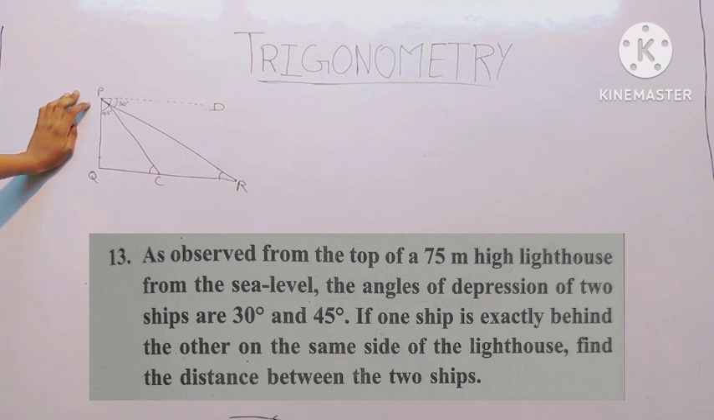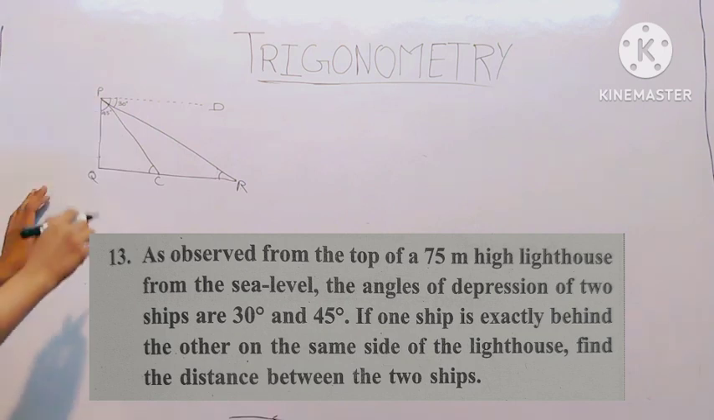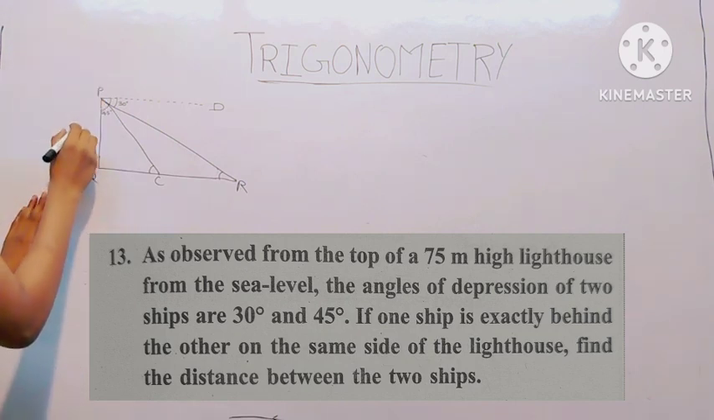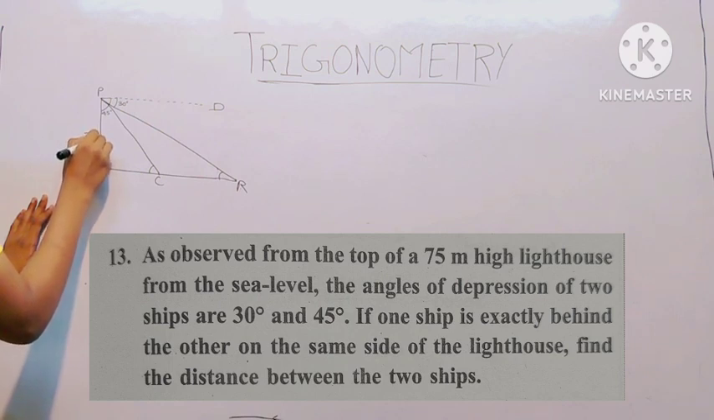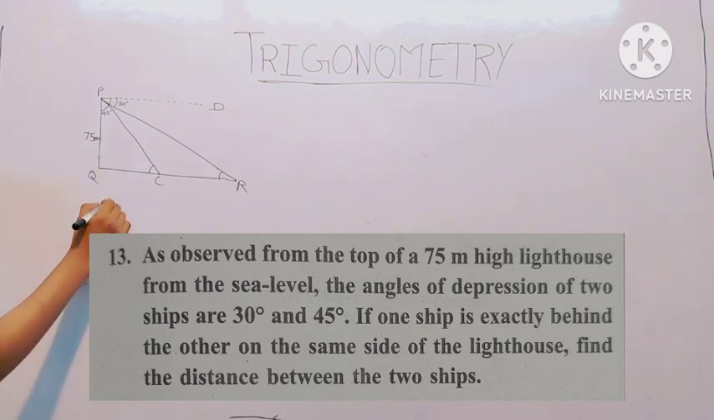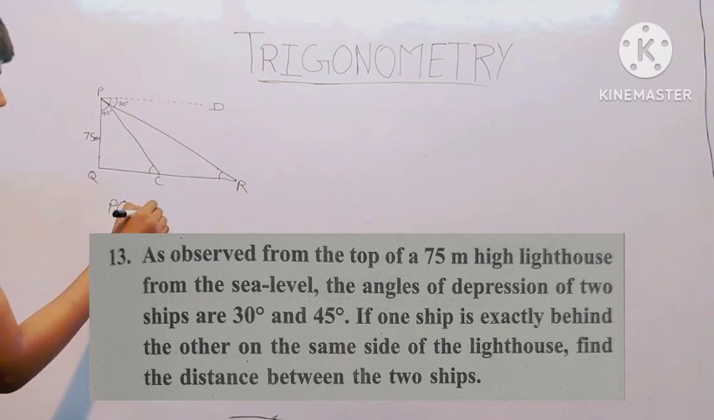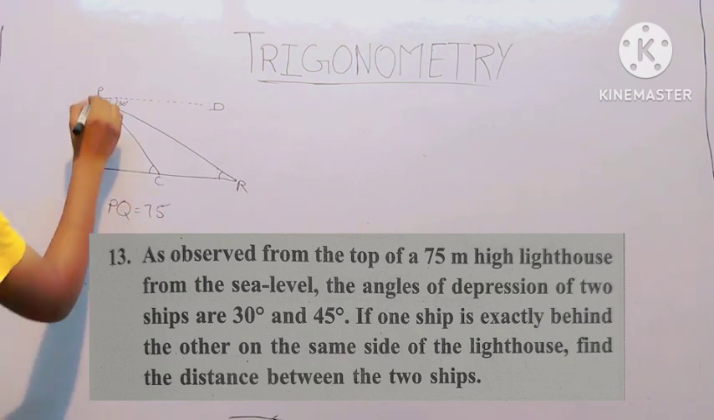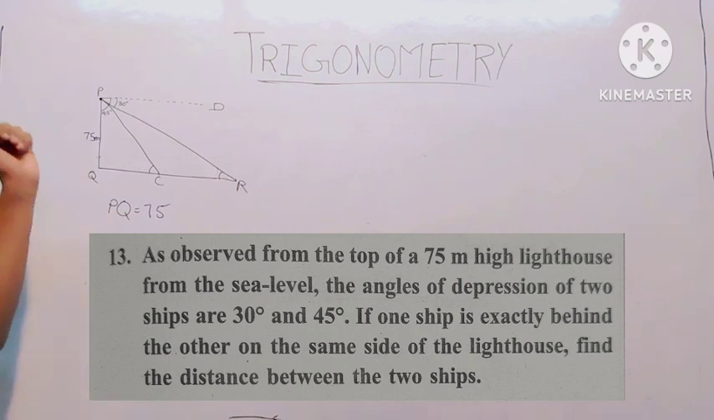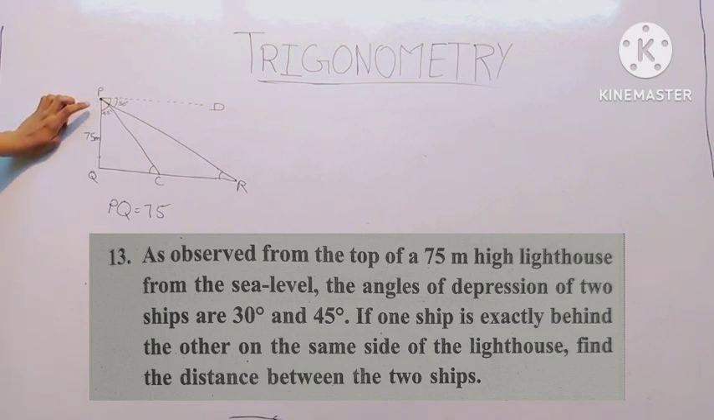An observer from the top of a 75-meter high lighthouse. So there is a lighthouse which is 75 meters tall. Let PQ be the lighthouse, PQ is 75 meters. Let's write it down. And an observer is standing on top of it. Let P be the point where the observer is standing. It says the angle of depression of two ships are 30 degrees and 45 degrees, and one ship is exactly behind the other on the same side of the lighthouse. Find the distance between the two ships.